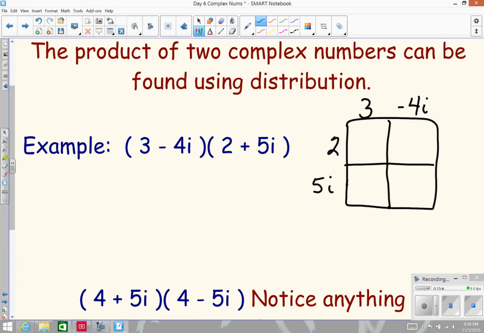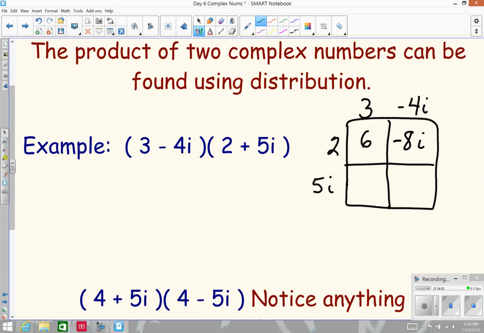So filling inside my box, 2 times 3, 6, 2 times negative 4i. When you're multiplying these, you might want to think first about what is the sign of your product. So for this next box that I'm going to fill in, 2 times negative 4i, I'm going to think of it as multiplying a positive times a negative, gives me a negative. And then the 2 times 4 is 8, and I have i.